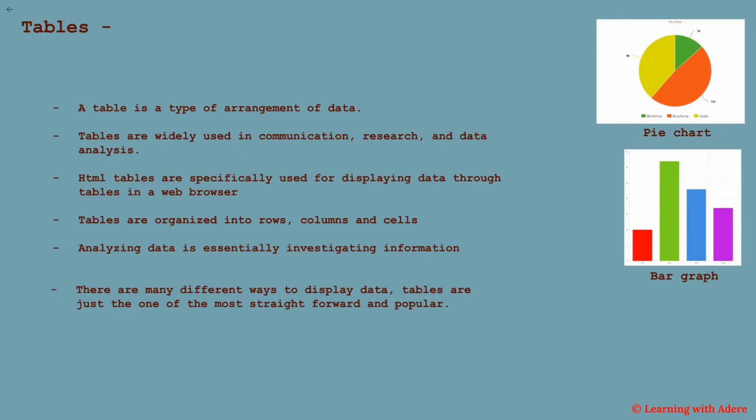So here are the main key points from last class. I'm not going to touch on all of them, but you can read them for yourselves. One of the really important ones is that we learned that tables are organized into rows, columns, and cells. Of course, the key one being that a table isn't a type of arrangement of data. We also learned that HTML tables are just specifically used for displaying data through tables in a web browser. And we also learned how tables are widely used in communication, research, and data analysis.